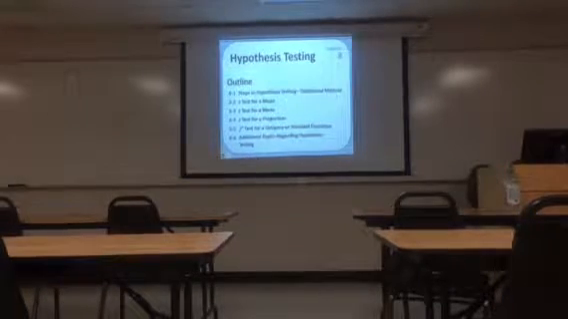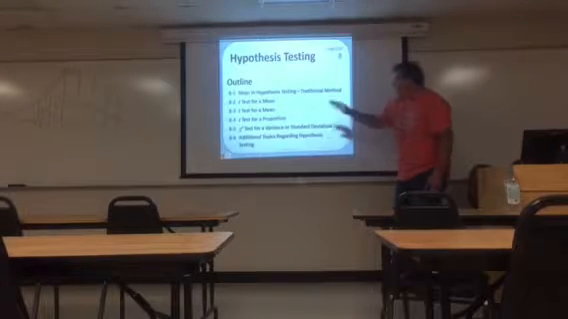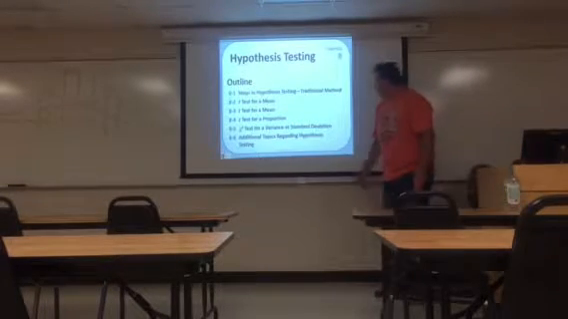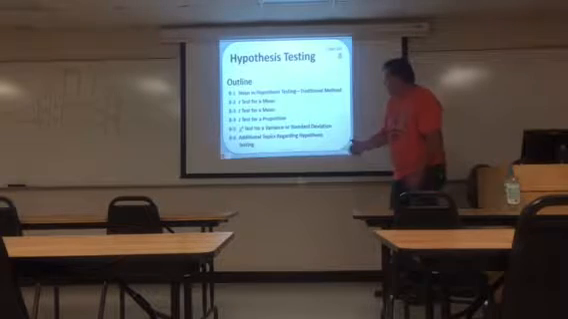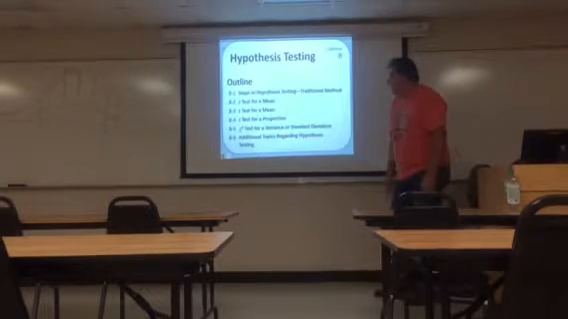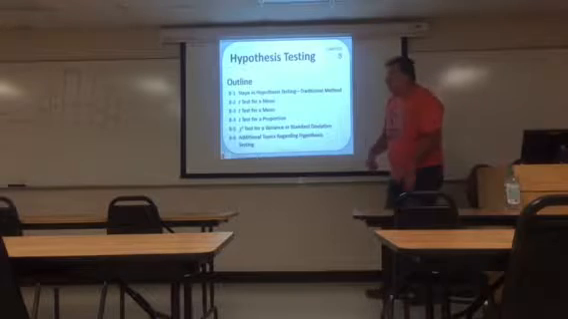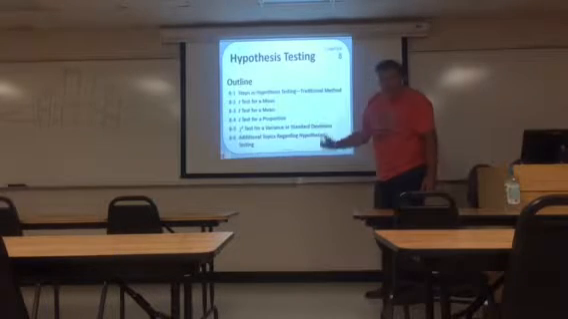Okay, class, I'd like to do a short video on hypothesis testing. So, what we're going to talk about: the steps in hypothesis testing, the traditional model, then we're going to look at a z-test for a mean, t-test for a mean, z-test for a proportion, chi-square test for variance or standard deviation, and then discrete variables, categorical data.